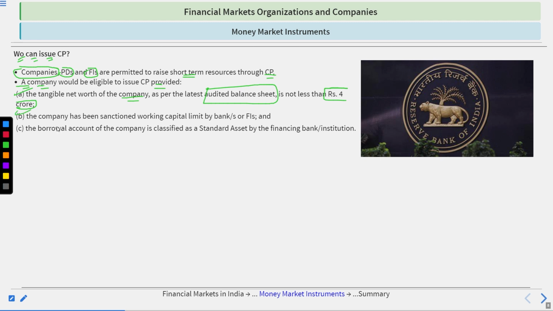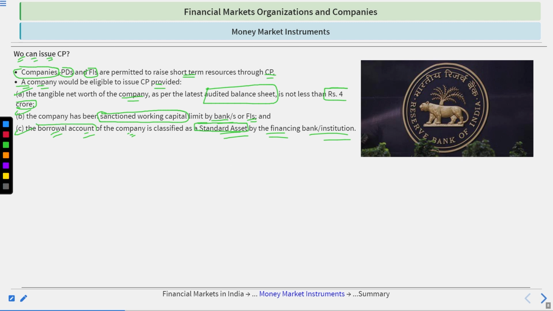Second, the company has been sanctioned a working capital limit by banks or FIs, and the borrower account of the company is classified as a standard asset by the financing banking institution. Working capital means the money that you require to run your company on a daily basis. So that working capital must be sanctioned by the banks and the financial institutions. And because they have provided you a loan, your loan account must be a standard asset.